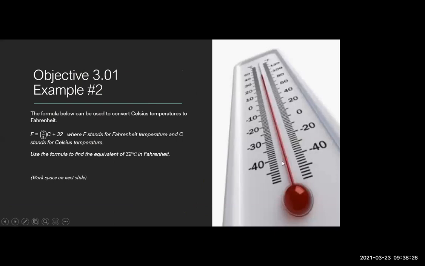All right, look, another formula here. Love this one. And by the way, you do have one like this on your assignment. Check out my playlist from YouTube. My YouTube playlist I created because I have an example of every one of these types. Okay, so this is the formula we use to convert Celsius to Fahrenheit, where F stands for Fahrenheit temperature and C stands for Celsius temperature. Use the formula to find the equivalent for 32 degrees Celsius.